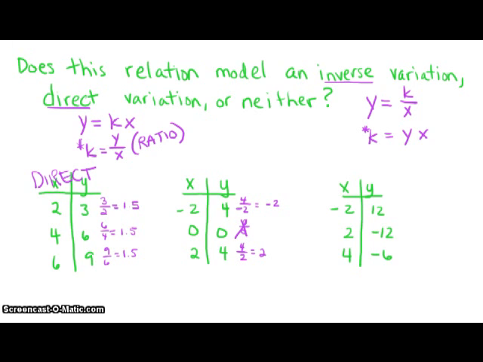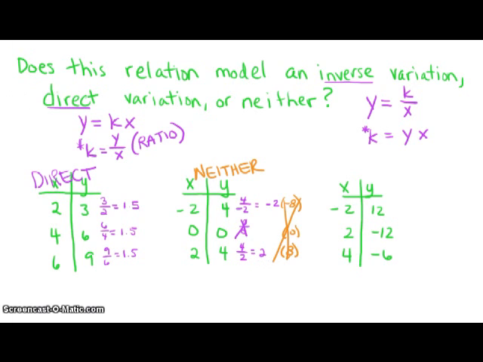Alright, so now let's check to see if it's an inverse variation. So for an inverse variation, I'm going to take y times x. So 4 times negative 2, I get negative 8. And 0 times 0, I get 0. And 2 times 4, I get positive 8. So are these numbers all the same? No. So this one is neither. It isn't an inverse or a direct variation.